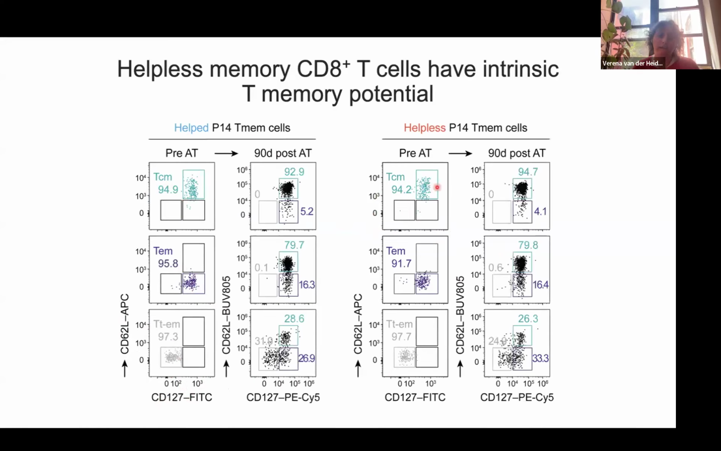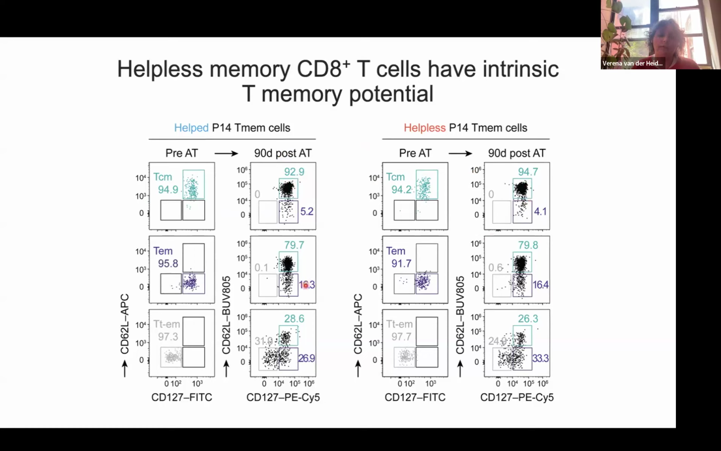And then when we look at 90 days after transfer, we actually see what would be expected: the TCM stay TCM in the help mice, but the helped P14 memory T cells also stay TCMs in the naive mice, and the helpless P14 memory T cells also stay TCMs in the naive mice. So this is not connected to the helpless P14 cell, but they do actually have memory potential.